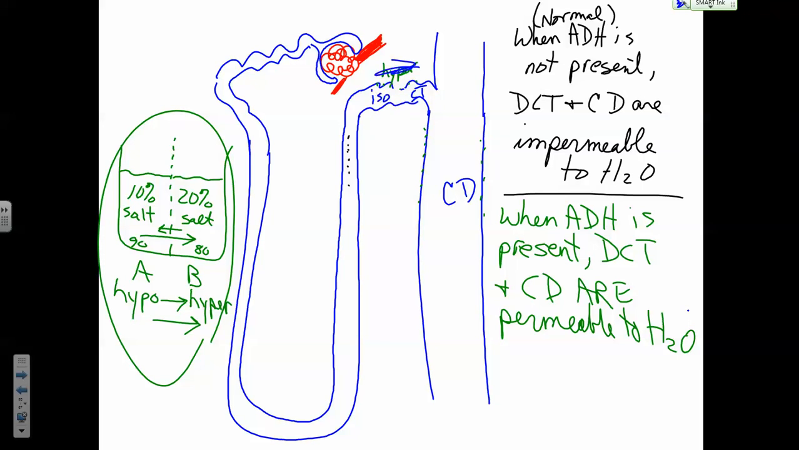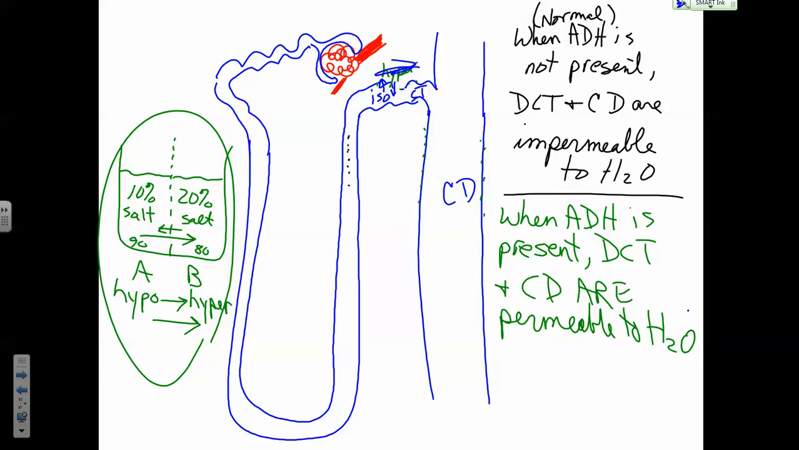And let's say ADH is present. Yes, water can move, but you'll have just as much going out as you have going in, wouldn't you? Because it's isotonic, which is not going to help you when you're dehydrated, is it? You're going to remain at the same level.